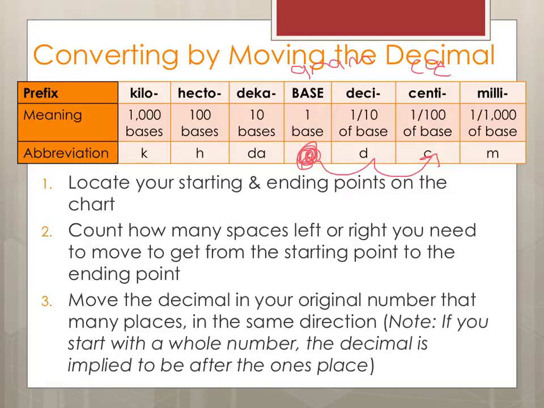Okay. Now, you take the decimal in your original number or quantity that you're starting with, and you move that decimal that many spaces in the same direction as you did on the table. Now note, if you're starting with a whole number, that decimal is going to be implied to be after the ones place. Let's take a look at this in action.